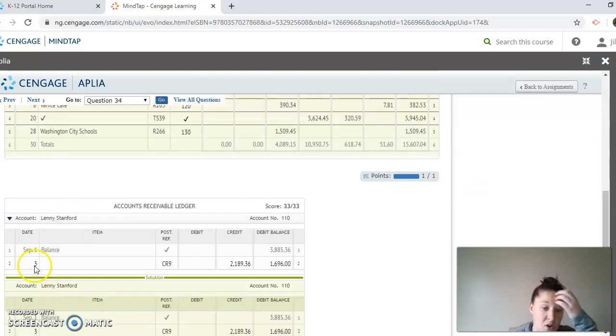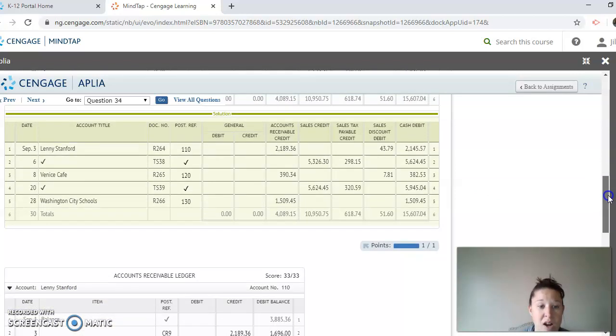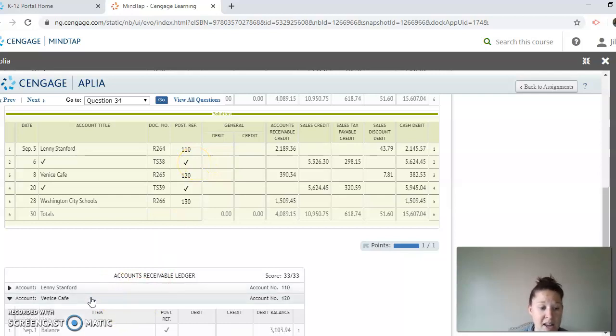So Lenny Sanford is here on the third from cash receipts journal, page 9. We're crediting $2,189.36. Debit and a credit means that we're going to subtract. So our balance is $1,696. And then we put 110 back up at the top in the post reference. Now, the next transaction here, there is no accounts receivable amount. So all we're going to do in the post reference is put a check mark. Okay, so anytime there's a check mark in account title, there's also going to go a check mark in post reference.